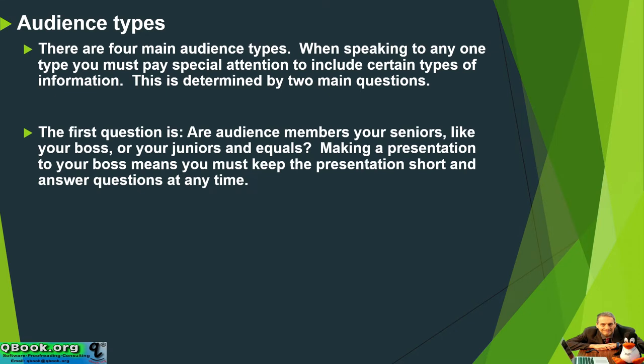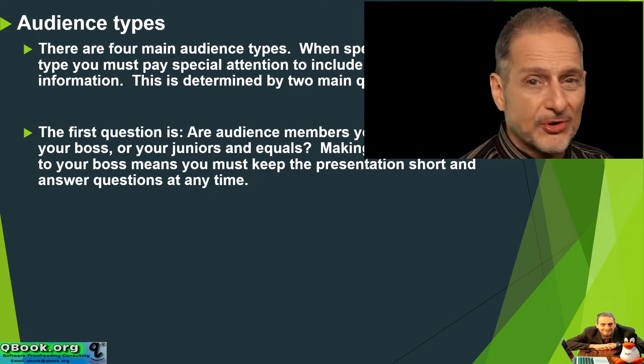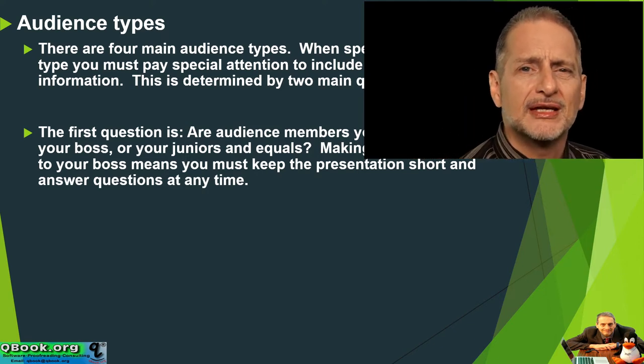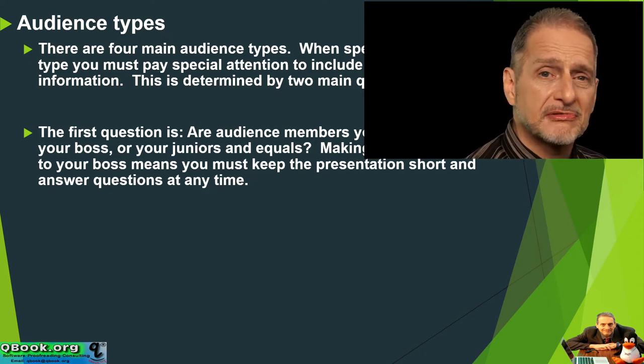The first question is, are audience members your seniors, like your boss, or your juniors and equals, like people underneath you in the company, or people equal to you, like your colleagues, or office workers, or other lab members? Making a presentation to your boss means you must keep the presentation short and answer questions at any time. This is very important, right? Because if it's your boss, his time or her time is valuable. And he or she can stop you at any time and say, excuse me, pardon me, I have a question. What do you mean? Make that more clear. And you have to stop and answer. You cannot wait.